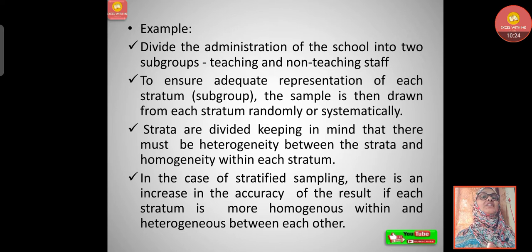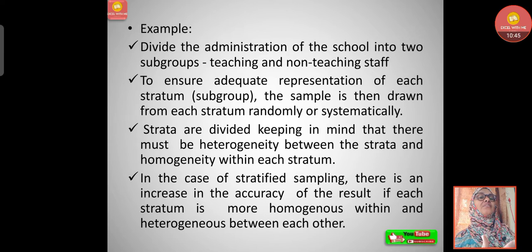Now, let's see the example. Divide the administration of the school into two subgroups, that is teaching and non-teaching staff. To ensure adequate representation of each stratum, that is subgroup, the sample is then drawn from each stratum or subgroup randomly or systematically. That's your choice.